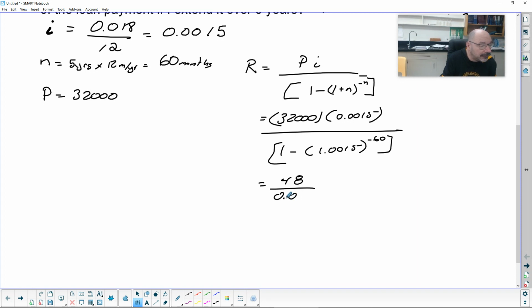All right. 0.0, what is it? 8600, and you don't want to round off very much. I would just leave it on your calculator and put it in memory and just divide it out. So when you do that, you get a payment size of $558.09.